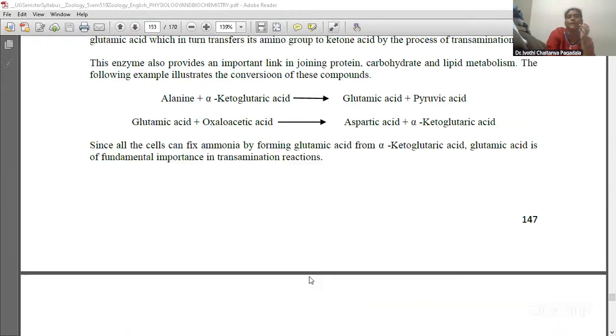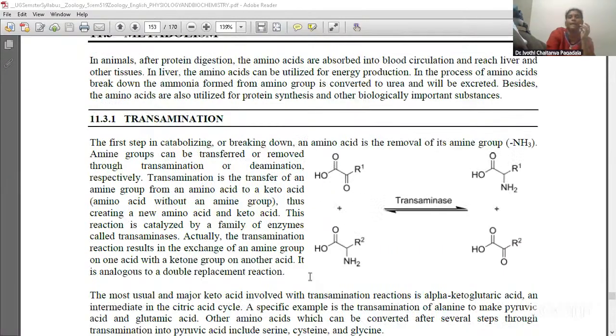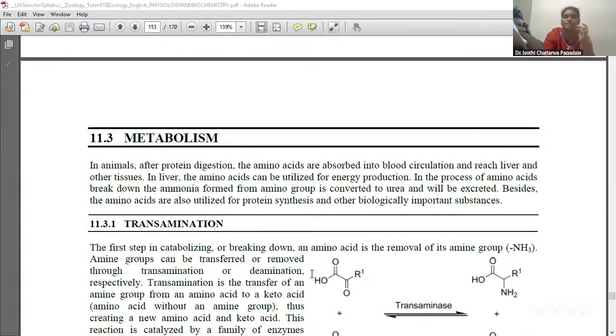What happens in case of transamination? The name itself indicates that the first step in catabolizing a broken down amino acid is the removal of the amino group for the formation of ammonia. So the amine group can be transferred or removed through transamination or deamination. Here the amino acid is broken down and the amine group is removed. Deamination: D means removal, amination means amino group.